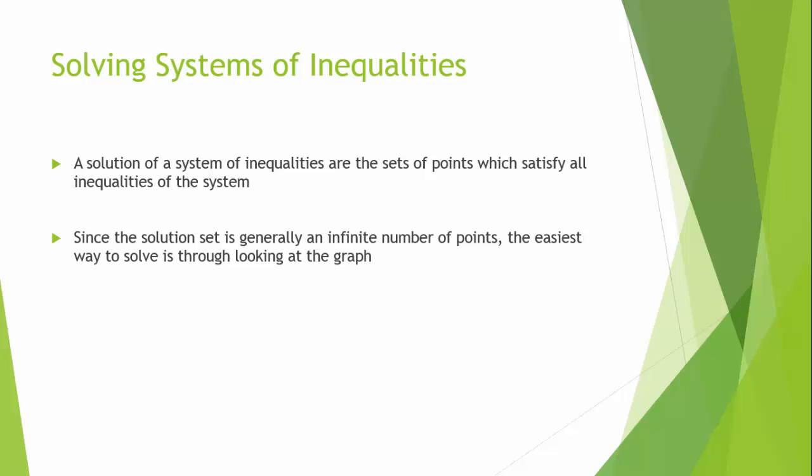Just like when we solved equations, we said that it was the point that both lines had in common. Well, now an inequality is the same thing. It's the points that satisfy all of the inequalities in our system. However, just like when we graphed one inequality in the last chapter and we shaded a region and we had a lot of different points, the same thing is going to happen here with a system of inequalities. It's generally going to be an infinite set of points, a shaded region.